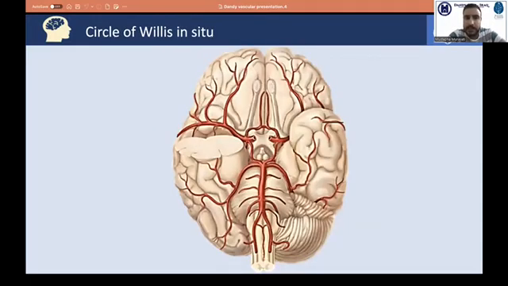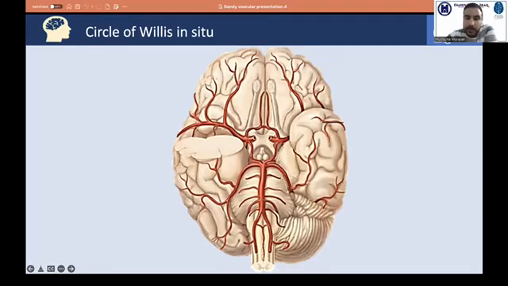Let's have a view on the circle of Willis in situ. I told you earlier, the base of the brain. So these are the frontal lobes. These are the temporal lobes. Here, the anterior part of the right temporal lobe has been cut to show the middle cerebral artery passing in the Sylvian fissure. The Sylvian fissure lies between the frontoparietal lobe above and the temporal lobe below.